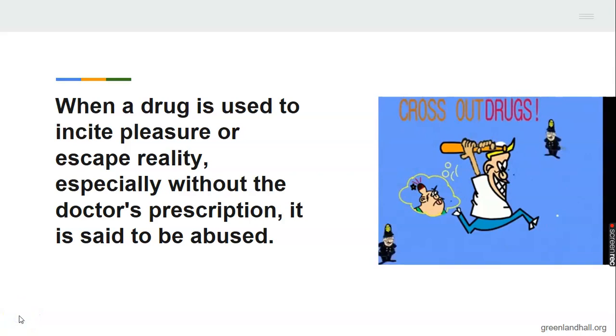Once again, when a drug is used to incite pleasure or escape reality, especially without doctor's prescription, it is said to be abused. You are abusing the drug when you are not instructed by a doctor.